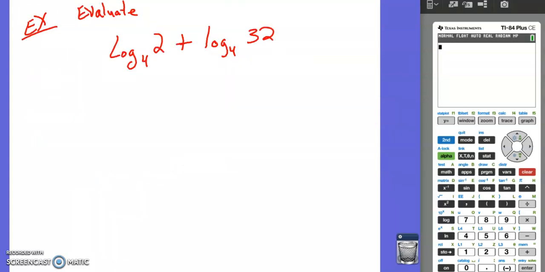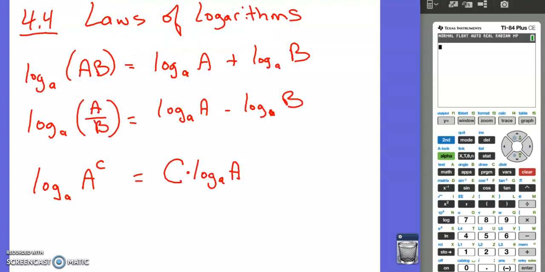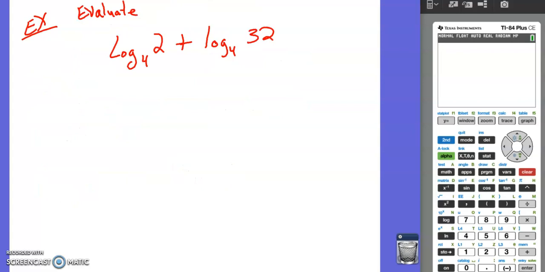All right, so if I had to evaluate this, notice this is log base 4, log base 4. Something I didn't emphasize, let me go back to the laws of logarithms. Notice this is base a, base a, base a, so they're all the same base. I just want to keep that in mind. Sometimes teachers may not say that, but this assumes the same base. So log base 4 of 2 plus log base 4 of 32. I can combine these to be log base 4, and the plus sign is the same as multiplying. So this would be 64.